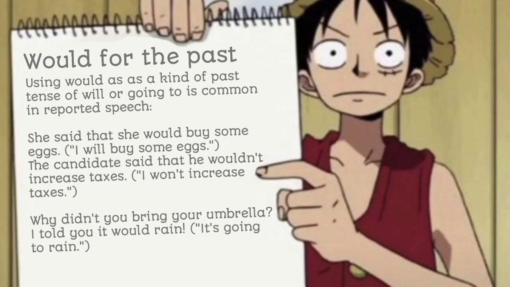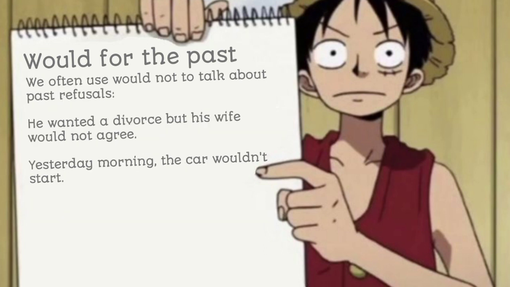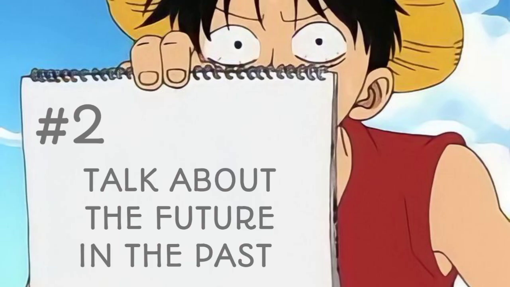It's going to rain. We often use would not to talk about past refusals. For example, he wanted a divorce but his wife would not agree. Yesterday morning the car would not start.